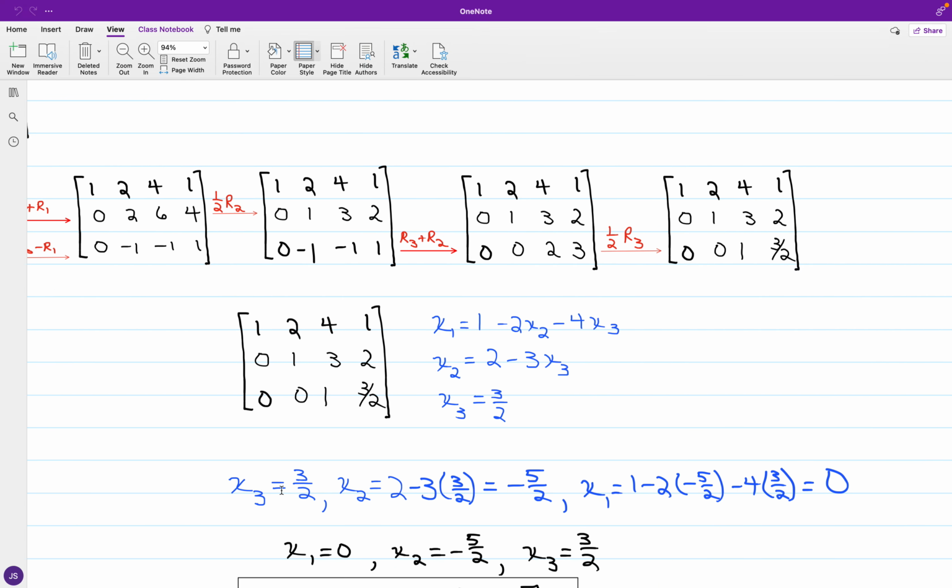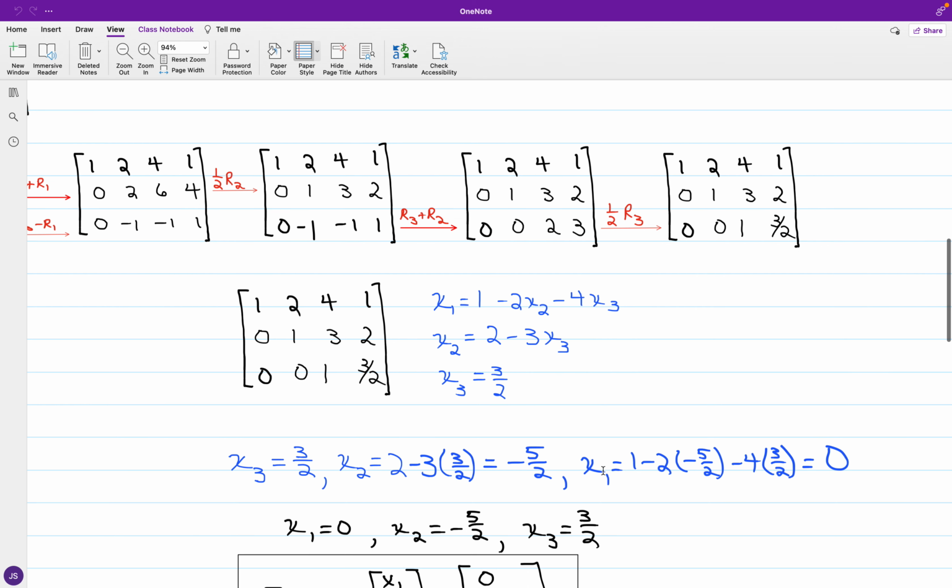Okay, and looking at back substitution, with x of 3 at 3 halves, x of 2 is going to be 2 minus 3 times x of 3. And with x of 3 at 3 halves, x of 2 is equal to minus 5 halves. And for x of 1, now the x of 2 and x of 3 are known. Substituting negative 5 halves for x of 2 and 3 halves for x of 3, it turns out that x of 1 is equal to 0. So for the numerical values, we have x of 1 equal to 0, x of 2 equal to negative 5 halves, and x of 3 equal to 3 halves.